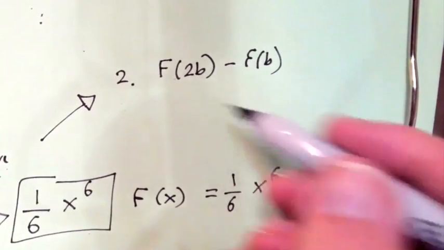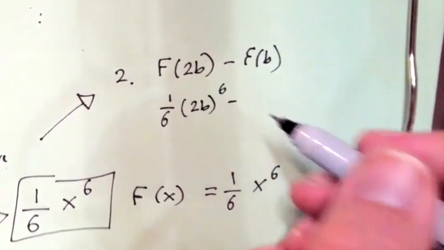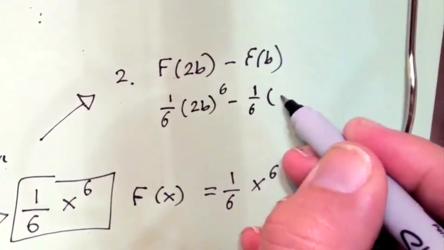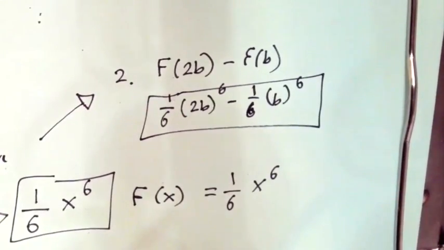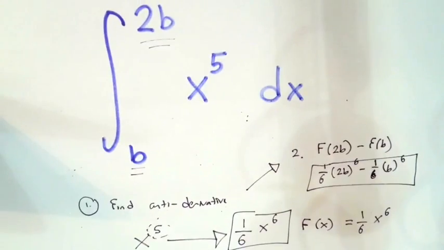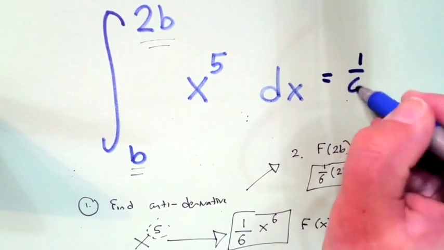Let's just evaluate this. So all we have to do here is 1/6 times (2b) to the 6th minus 1/6 times b to the 6th. This is my final answer, and it's totally okay if there are b's in your final answer. In fact, there's no way around it.